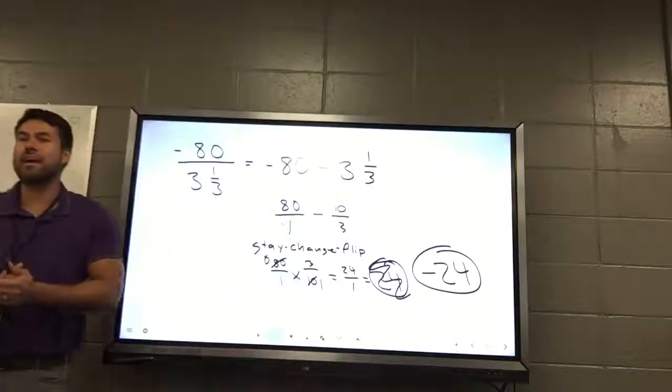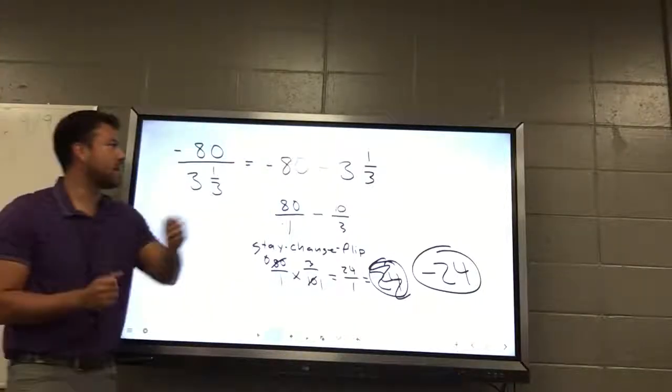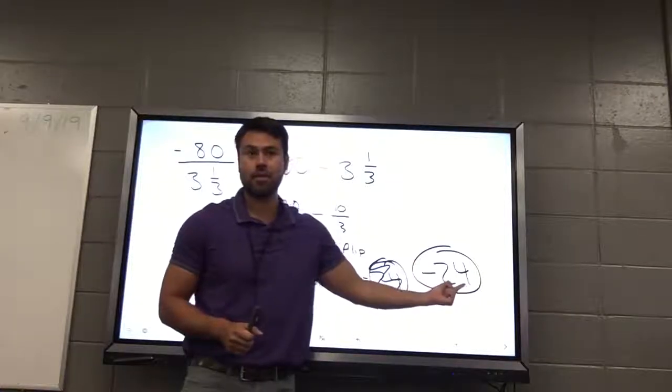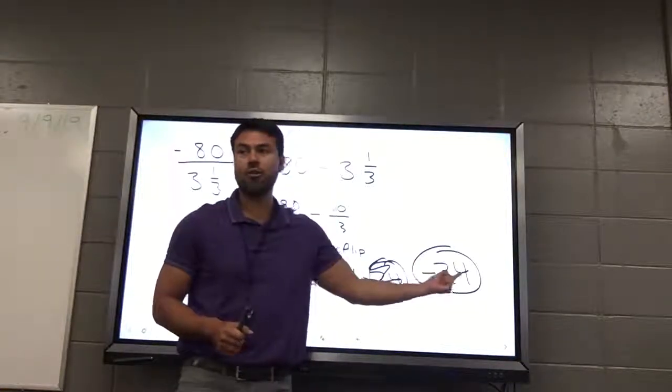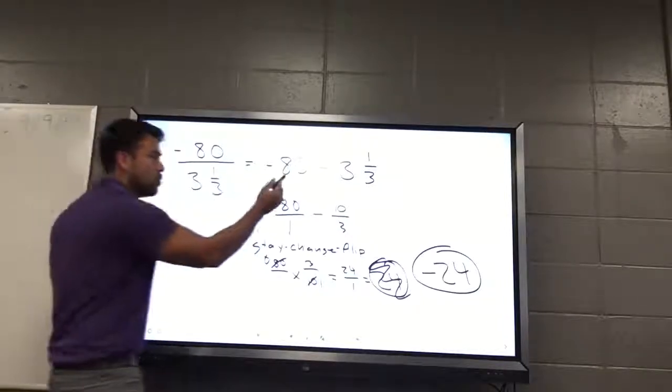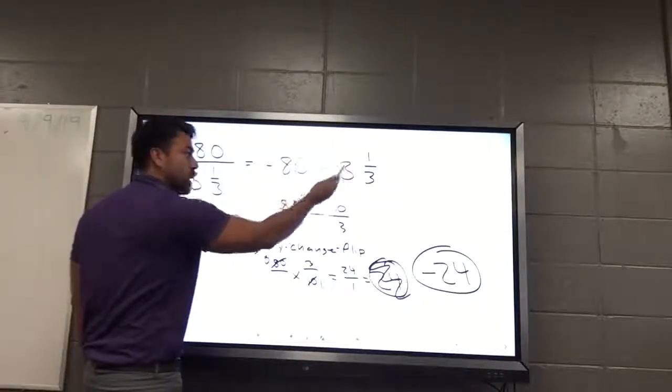All right, listen up, guys. How many groups of 3 1/3 can you fit into 80? 24 of them, right? 24 of them. This is how we did it. Listen up. You change these both into improper fractions.